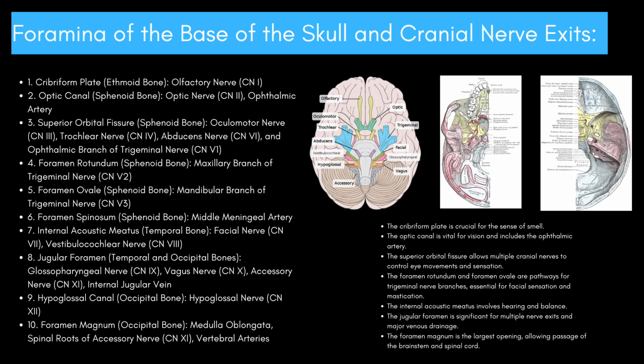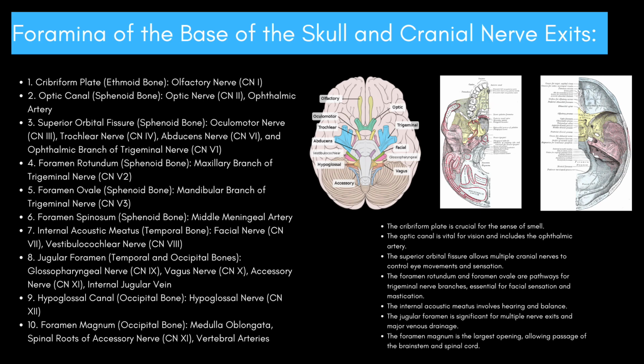10. Foramen magnum, occipital bone, medulla oblongata, spinal roots of accessory nerve, vertebral arteries. Please note, the cribriform plate is crucial for the sense of smell. The optic canal is vital for vision and includes the ophthalmic artery. The superior orbital fissure allows multiple cranial nerves to control eye movements and sensation. The foramen rotundum and foramen ovale are pathways for trigeminal nerve branches, essential for facial sensation and mastication.